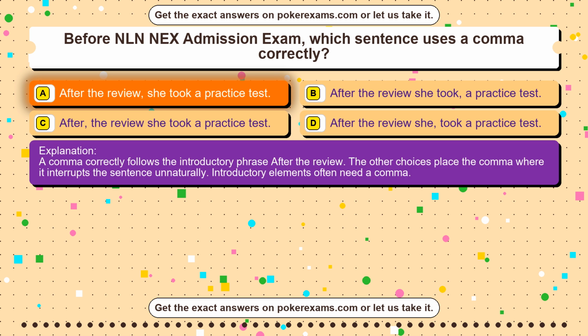A comma correctly follows the introductory phrase after the review. The other choices place the comma where it interrupts the sentence unnaturally. Introductory elements often need a comma.